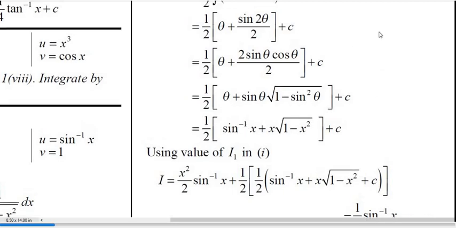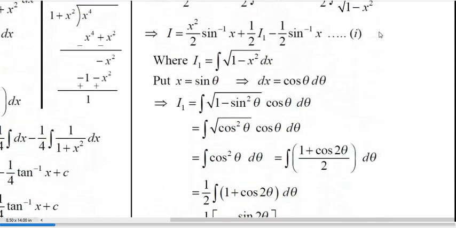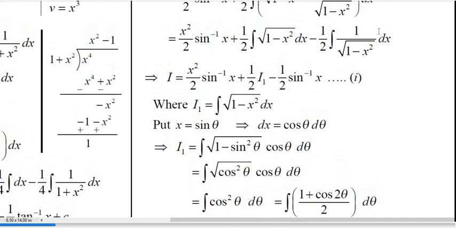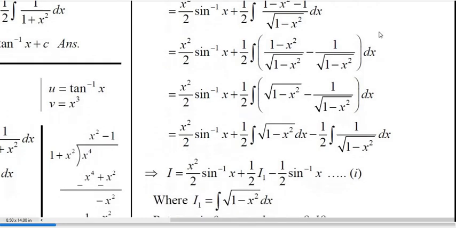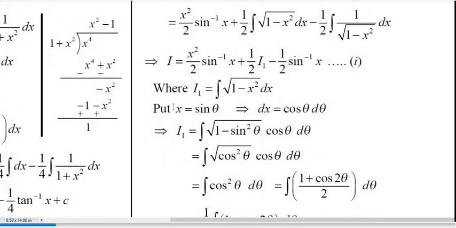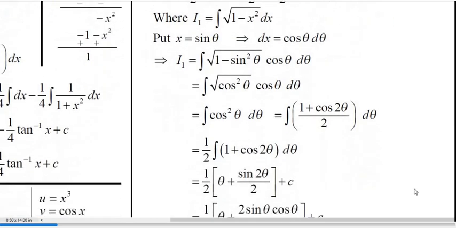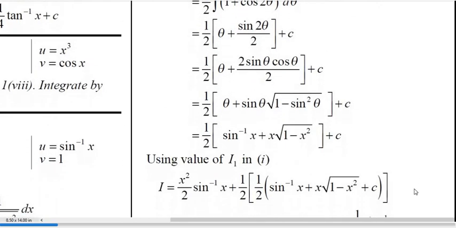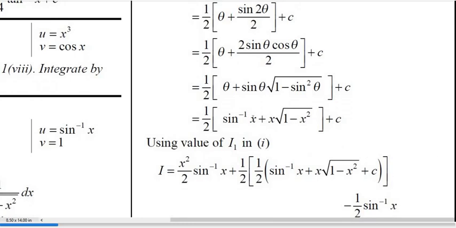How? Look here, we put x is equal to sin theta, and when we want the value of theta, then theta is equal to sin inverse of x. So we put the value of theta, which is sin inverse of x, here, plus in place of sin theta we put x, and square root of 1 minus x square, plus constant of integration.